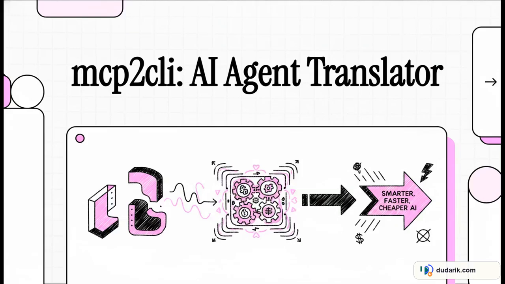So today, we're going to talk about this really cool tool called MCP2CLI, and it tackles this massive problem. A problem most of us probably don't even think about when we're using AI agents, but it's one that could be costing you a ton of money. You can kind of think of it like a universal translator, but for AI. It helps them get smarter, faster, and way cheaper to operate.